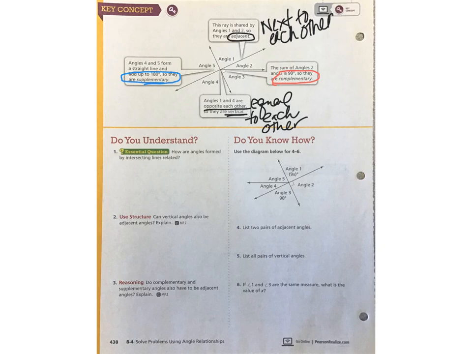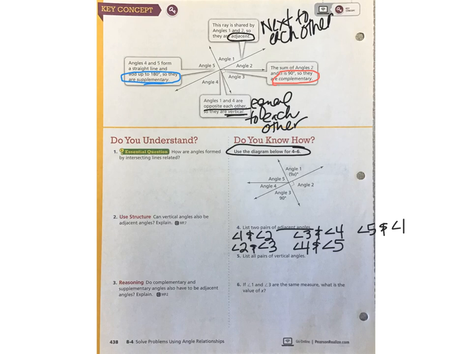All right, now let's take a look and answer questions 4 through 6. Question 4 says to list 2 pairs of adjacent angles. Instead of just limiting it to 2 pairs, let's name all of them. Adjacent angles, remember, are next to each other. So angle 1 and angle 2, angle 2 and angle 3, angle 3 and angle 4, angle 4 and angle 5, and angle 5 and angle 1. You have 5 pairs of adjacent angles.